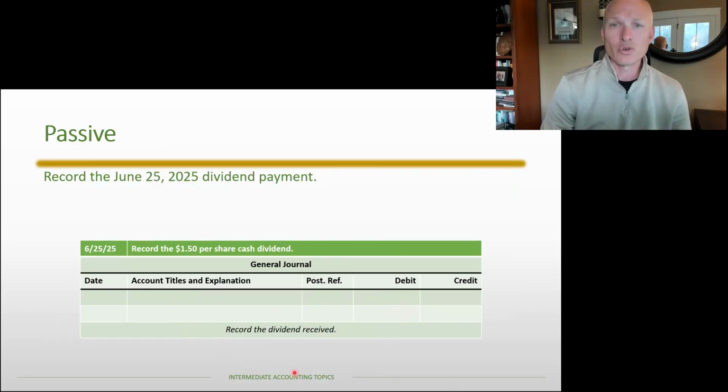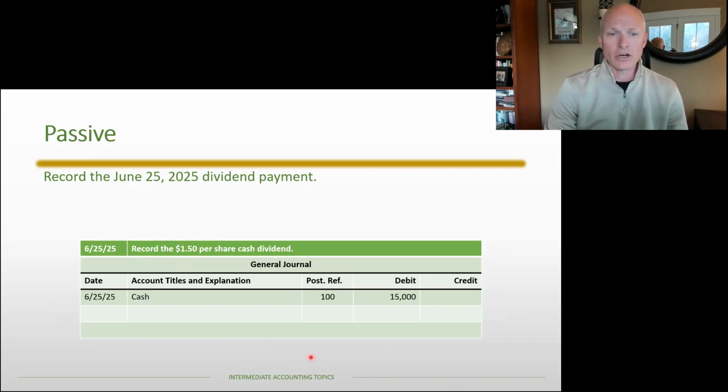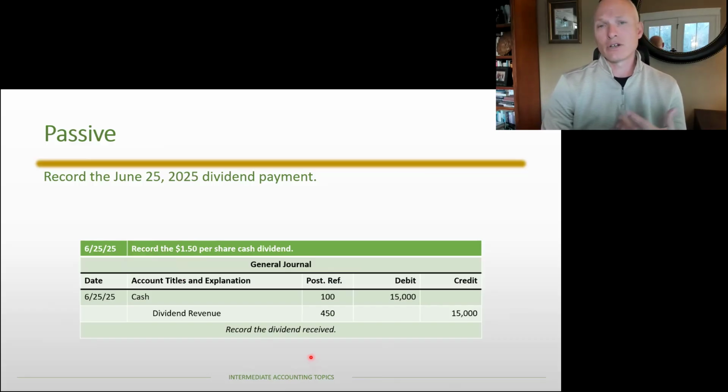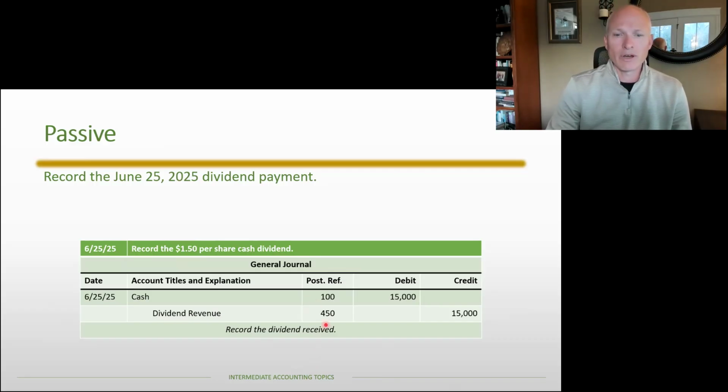Dividend payment is the easy part of this. I received $1.50 for every share that I hold, and at that time I held 10,000 shares, so I'm going to receive $15,000. So we're going to debit cash $15,000. Because this is a passive investment, that dividend is considered dividend revenue. In other words, the share price is changing, but I'm also getting a dividend, and that dividend is additional revenue. So notice that it's a revenue account for that same amount.